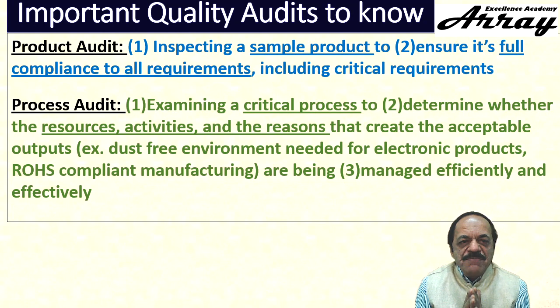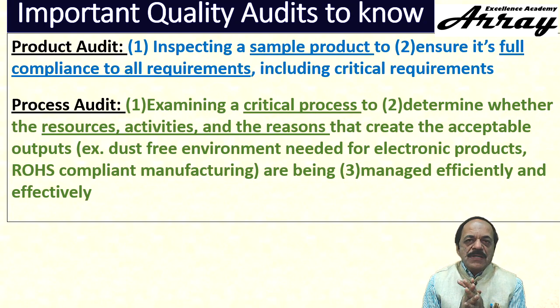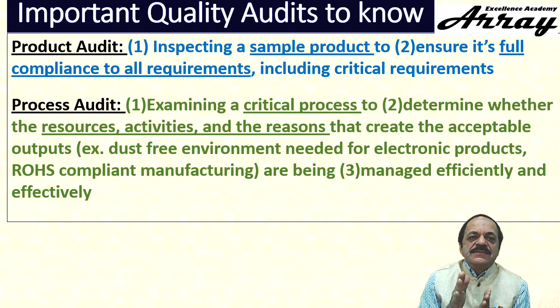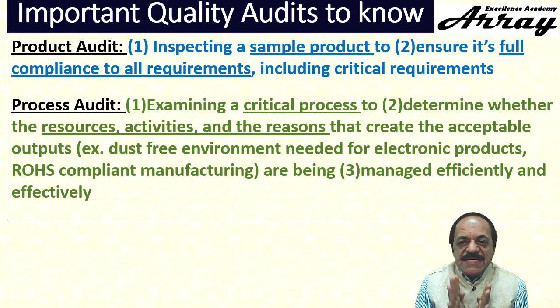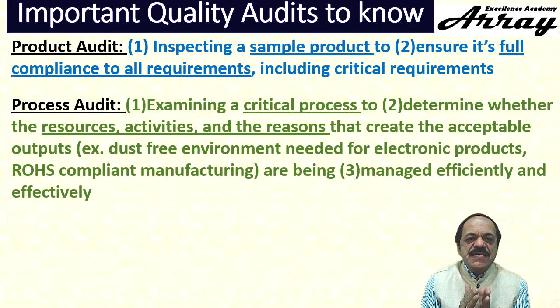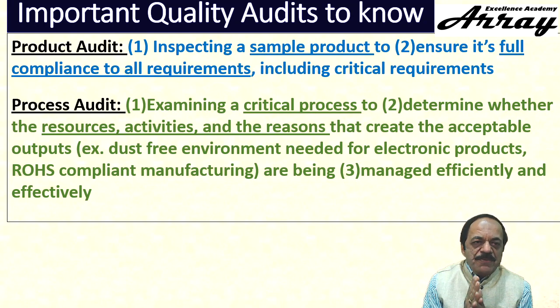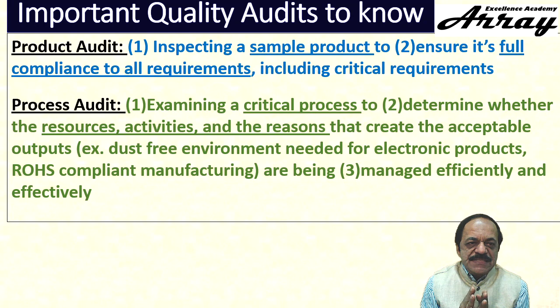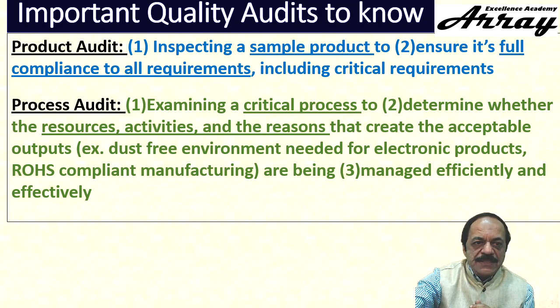Or I may have to manufacture an item for exporting to the European bloc, and it has to fully comply with RoHS, restriction on hazardous substances. That means I cannot use lead solder for soldering. Whether this is ensured or not can be one more confirmation. Example, these are being managed efficiently. Dust free means it should be within the dust level acceptable and effectively. So process audit is auditing only critical processes to see whether the resources, activities, and reasons that have to be adhered to make the good product have been managed efficiently or effectively. This is also generally done by customers.